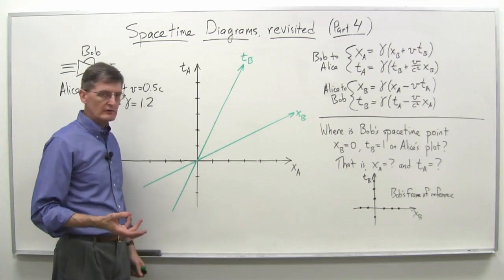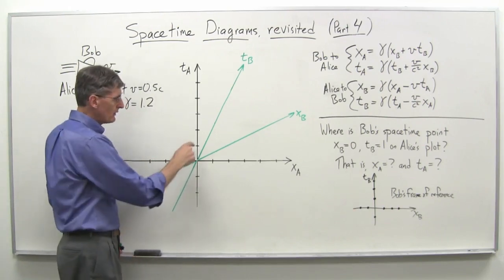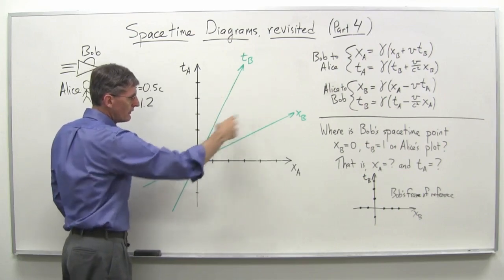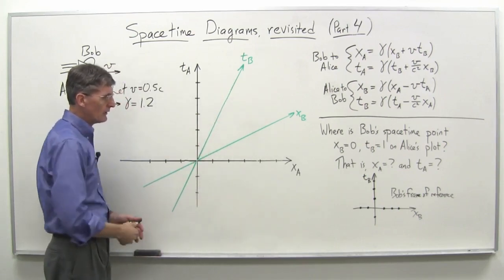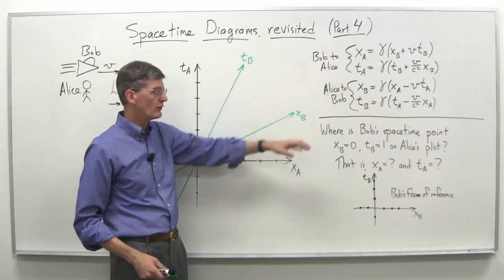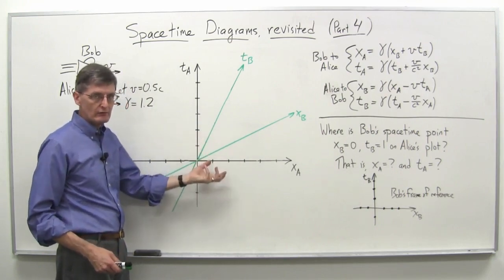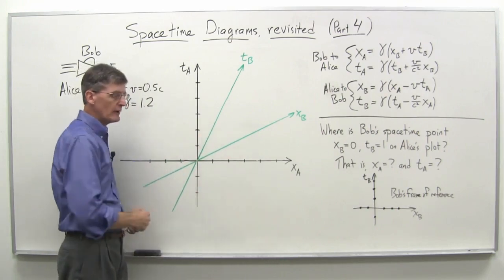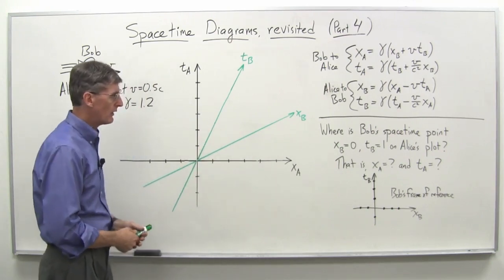We also mentioned last time that we had to be careful about the tick marks on the axes for Bob here. We can't just draw them in and assume they're in the same location, because we have to go according to the Lorentz transformation equations. And we know that x_A and t_A do not give us the same numbers as x_B and t_B, Bob to Alice or Alice to Bob.